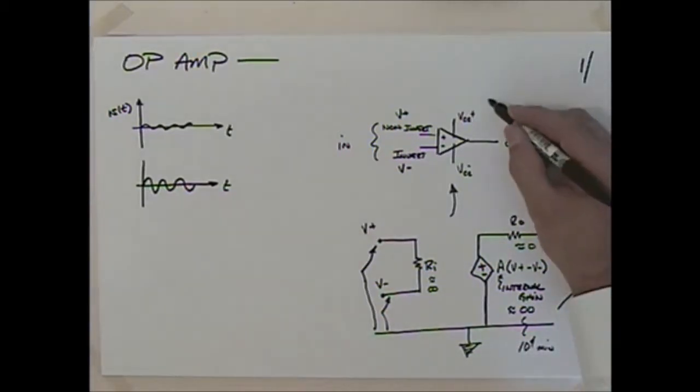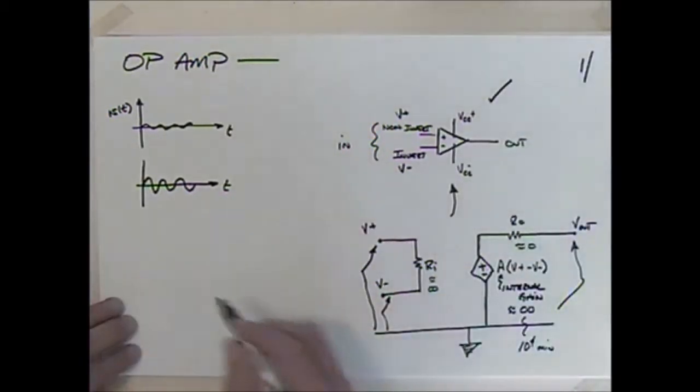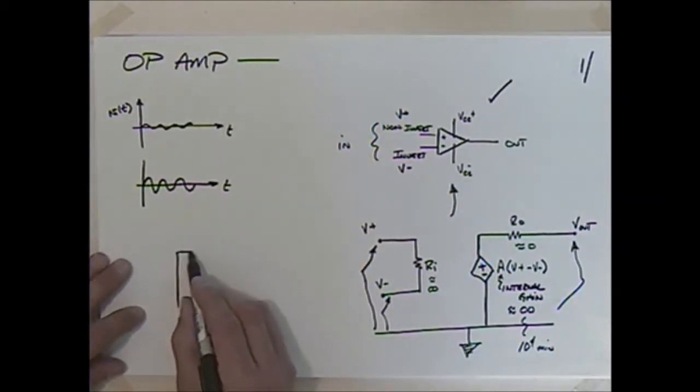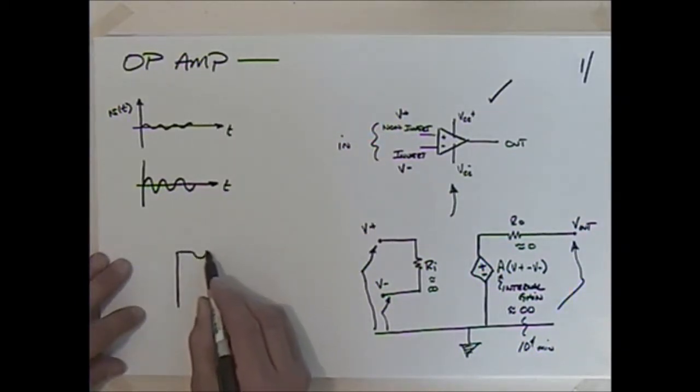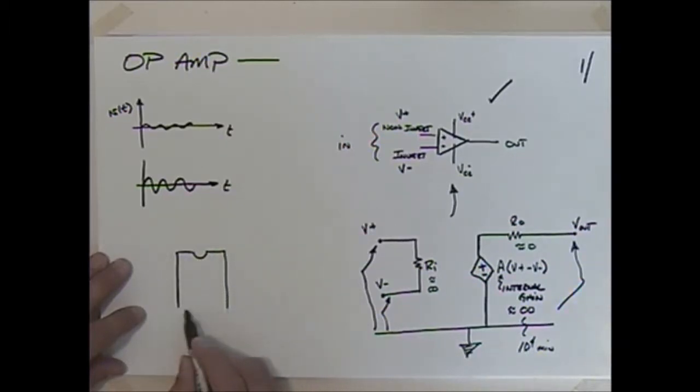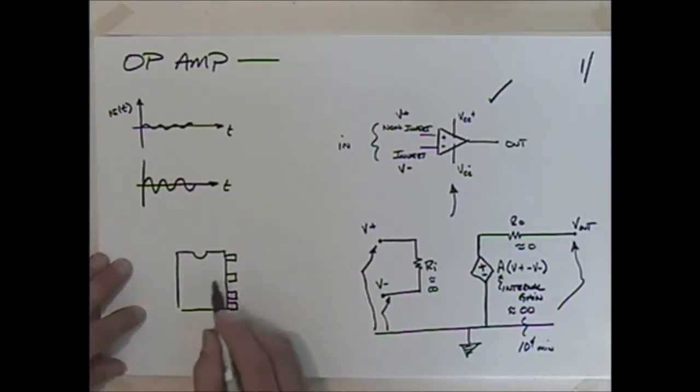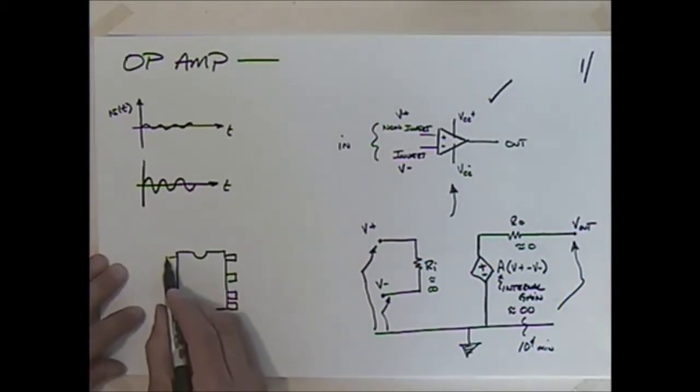Well, how do we use this thing? This is going to be a chip package. When we get down into lab, we'll have a chip that looks like this, and it has 4 legs on each side. I didn't do very well spreading those out.